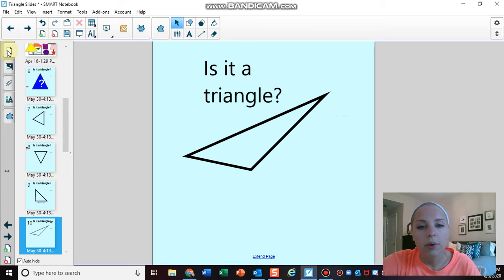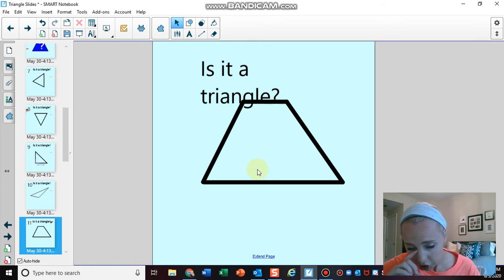Okay, this is also a triangle. This is called a scalene triangle. You don't need to know about that yet. You'll learn about that in a couple years, but that just means that all the sides are different lengths. This one's short, this one's medium, this one's long. But it's still a triangle because there are three sides and three angles.